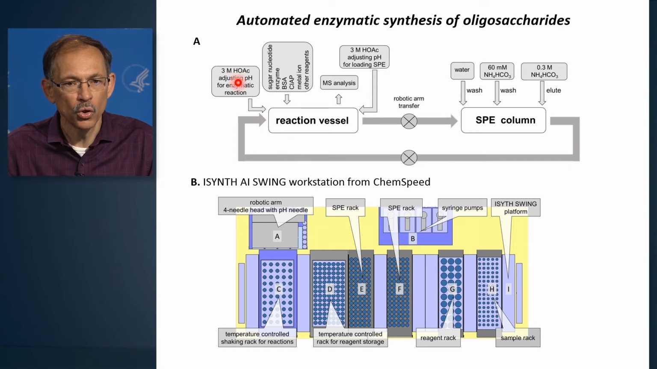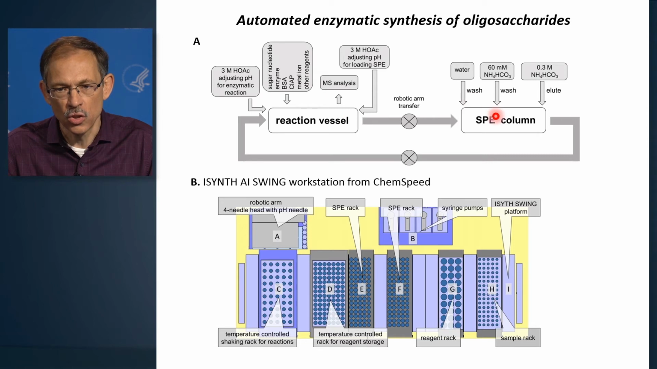So how does this work? We dissolve our substrate, the first monosaccharide, in an ammonium carbonate buffer that is adjusted automatically to pH 7. Then all other components, sugar nucleotide, enzyme, BSA, possible metals are added automatically. The reaction is incubated for a fixed period of time. Then a small sample is taken for later analysis.